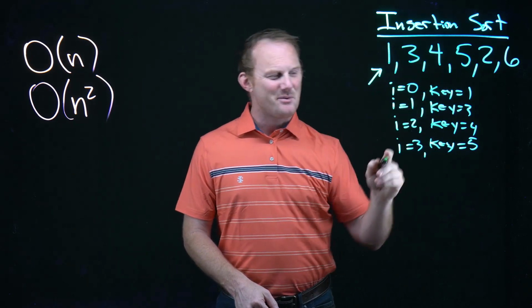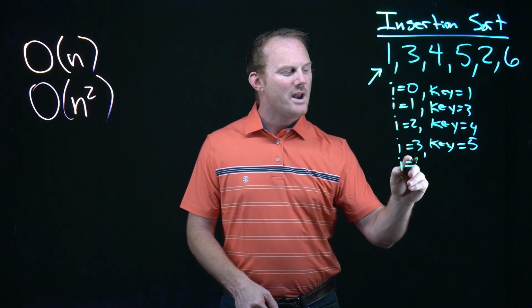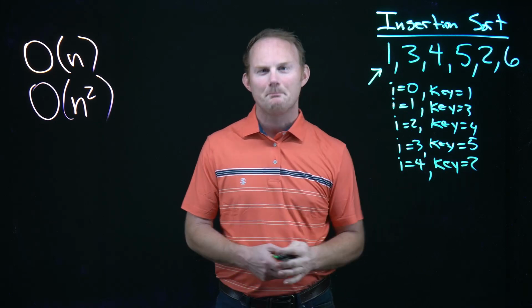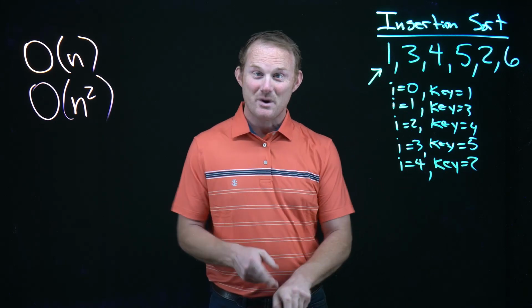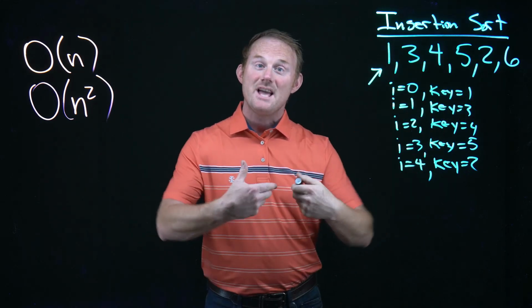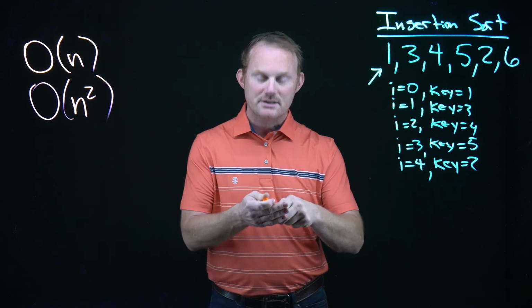So we get to the next one and we finally have something to do here. When i is 4, the key is the number 2. Okay? So we check to see, is this bigger than the previous number? It is not, which means they need to switch places.